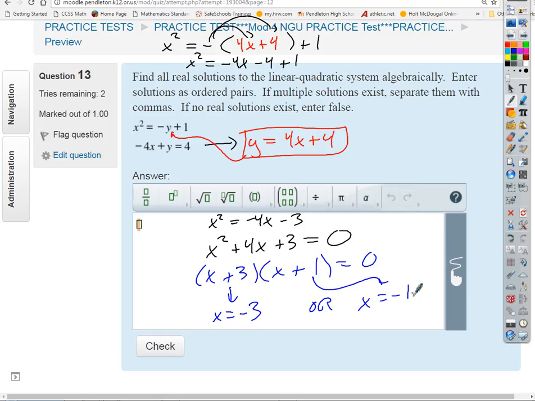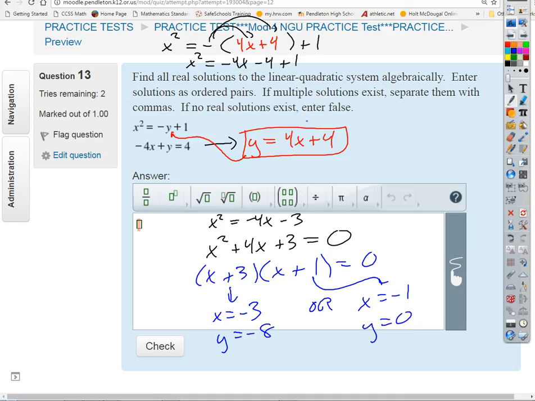So when x equals negative 3, what's y going to give me? What's 4 times negative 3? Negative 12. Plus 4? Negative 8. Very good. So this is going to give me y equals negative 8 goes with negative 3. What about negative 1? 4 times negative 1 is negative 4, plus 4. 0. So those are my two ordered pairs, right?